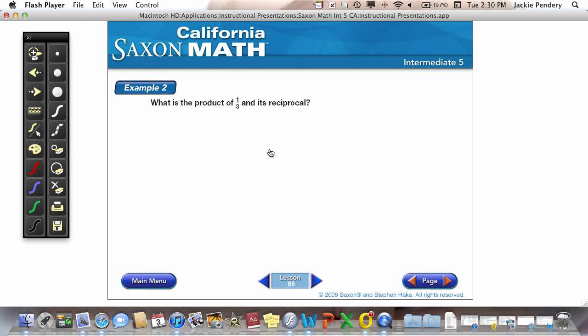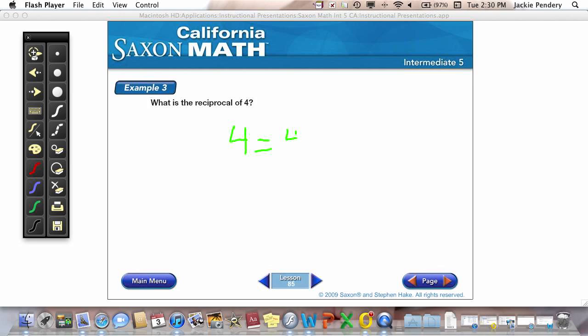All right, example 3. What is the reciprocal of 4? Again, you need to write this. 4 equals, I want you to write 4 as a fraction. 4 over 1, then I can write the reciprocal of 1/4. Please turn your whole number into a fraction before making the reciprocal, okay? Excellent. Good job, you guys.